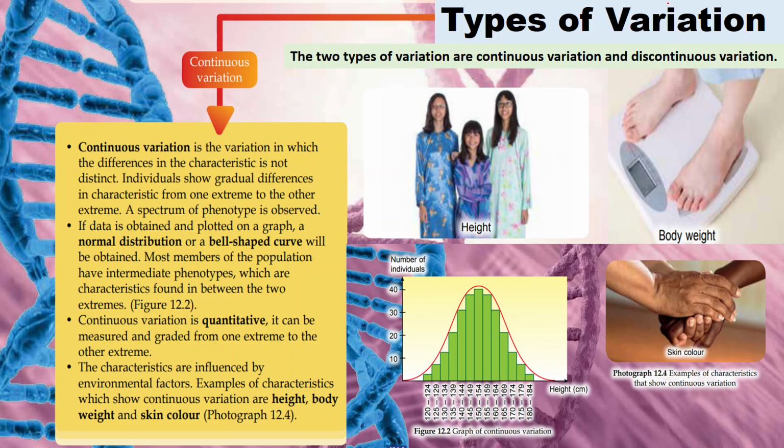Okay, let's look at the types of variation. There are two types, namely continuous variation and discontinuous variation. The first one, continuous variation, is the variation in which differences in the characteristic is not distinct.